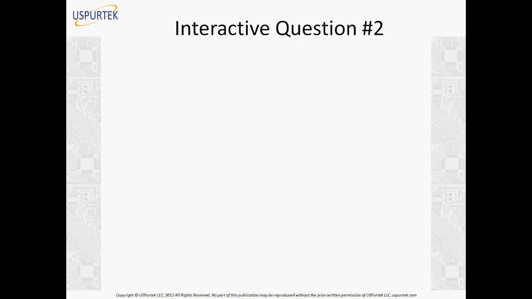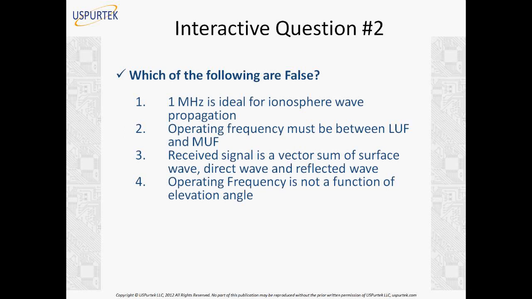Okay. Now I think we covered a lot here. Let's pause for a while and see what we learned so far. Which of the following are false? 1 megahertz is ideal for skywave propagation. Operating frequency must be between LUF and MUF. Received signal is a vector sum of surface wave, direct wave, and reflected wave. Operating frequency is not a function of elevation angle. So yeah, very good. Number 4 is the correct answer.